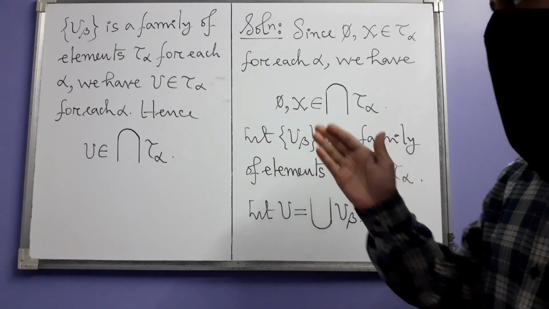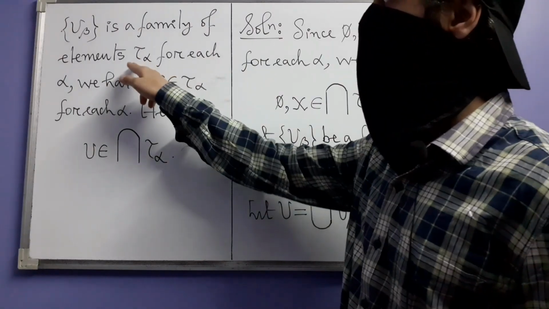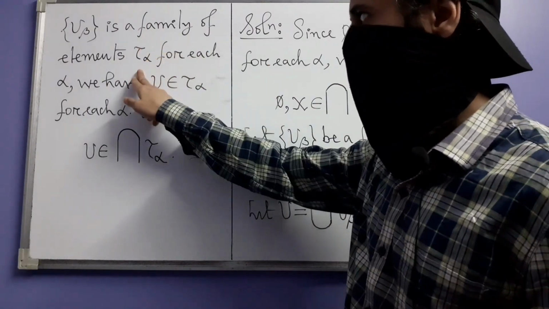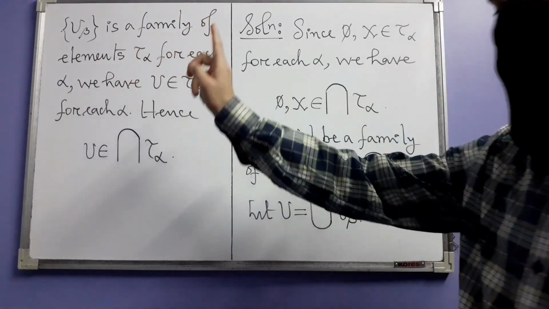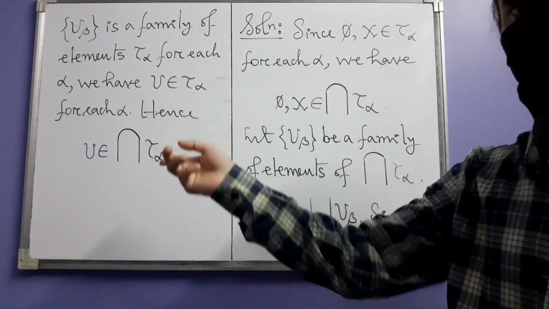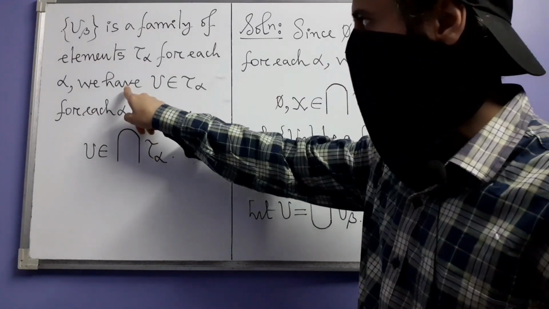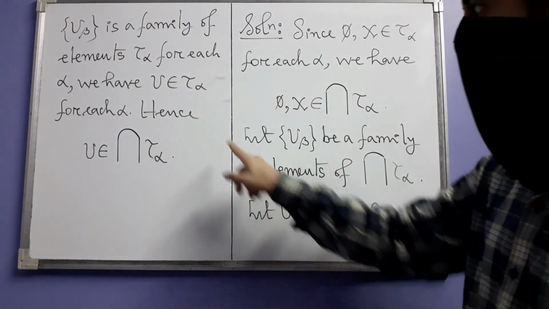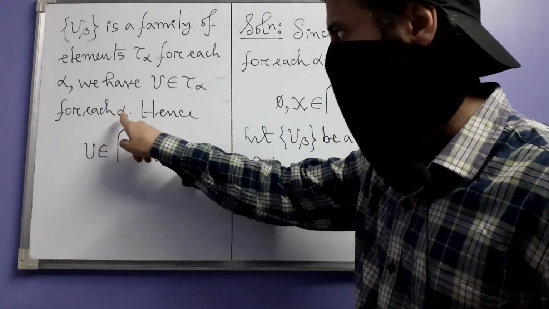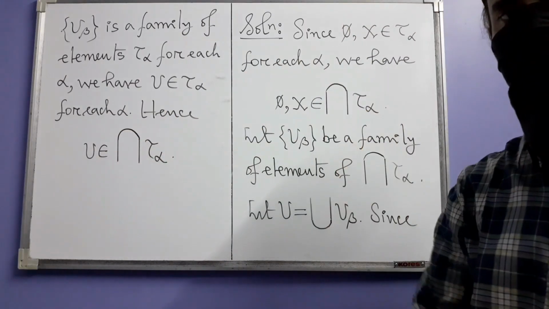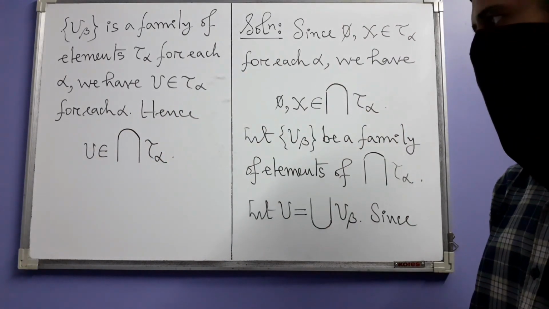So that means each such U beta belongs to each such tau alpha. But each tau alpha is a topology, and so the union of those U betas, all of which belong to tau alpha, would also be in tau alpha. That is, U, the union, will belong to tau alpha for each index alpha. And that's how U belongs to the intersection of all the tau alphas.